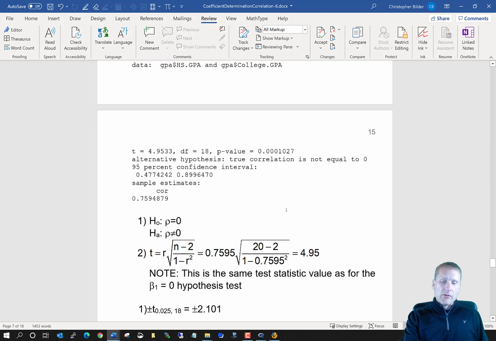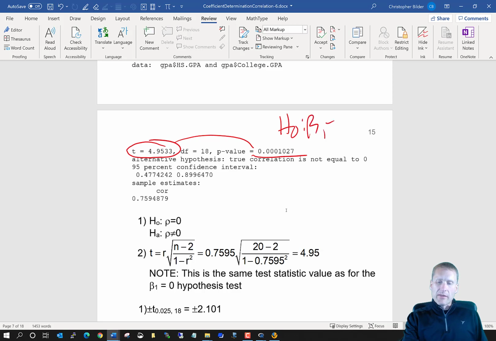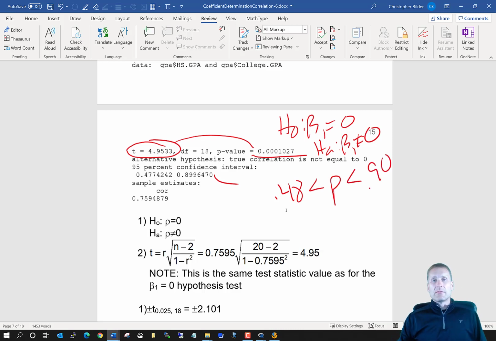Okay, so my t-test statistic is 4.95. My p-value is very small, 0.001. And in fact, you should compare this to when we were doing a hypothesis test of beta 1 equal to 0 versus beta 1 does not equal 0. This is exactly the same test statistic, exactly the same p-value. The corresponding confidence interval says 0.48 is less than rho is less than about 0.90 with 95% confidence.